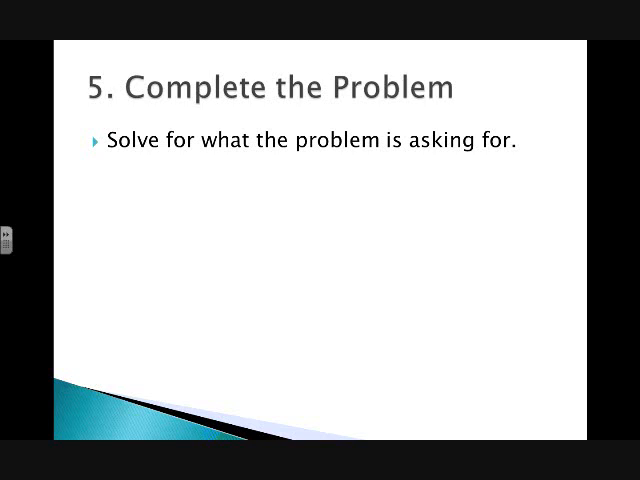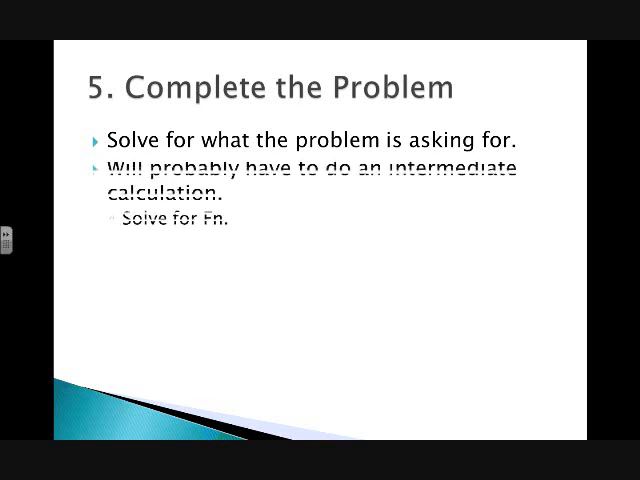And basically, at this point in a lot of the problems, you're simply solving for what the problem is asking for. A lot of times you're going to have to do an intermediate calculation, like solving for normal force. But you're just adding up all your y's, and you know what that equals. Solve for what you don't know.